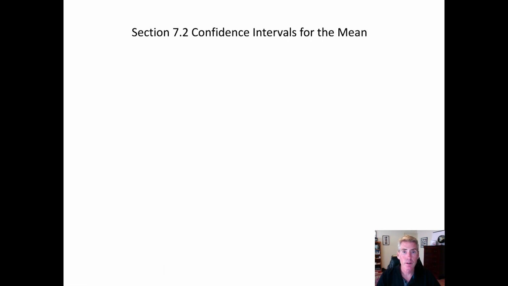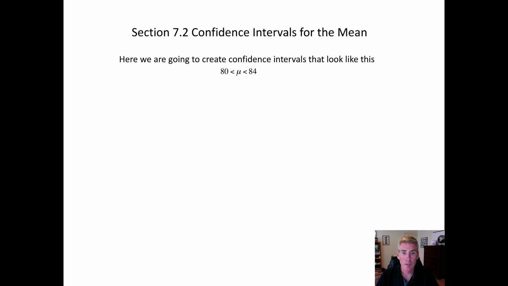Hi, here we are for section 7.2, confidence intervals for the mean. A confidence interval for the mean would look something like this: the average is between 80 and 84.